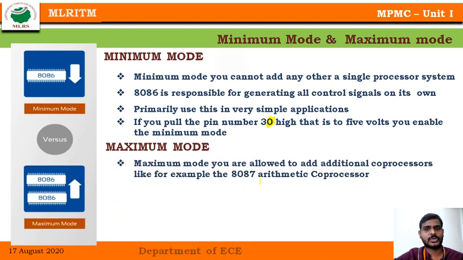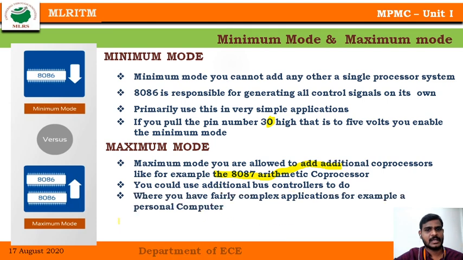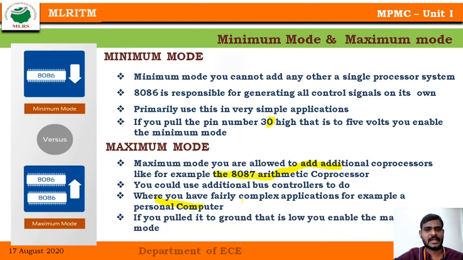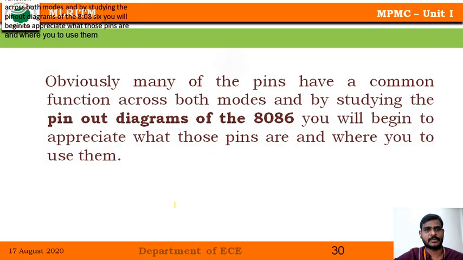you are allowed to add an additional processor, called a co-processor, that is, an 8087 arithmetic processor needs to be connected, and you could have an additional bus controller, and you have fairly complex and difficult applications. We are going to use this mode of operation when you connect pin number 33 to the ground pin, so that this mode can be enabled.